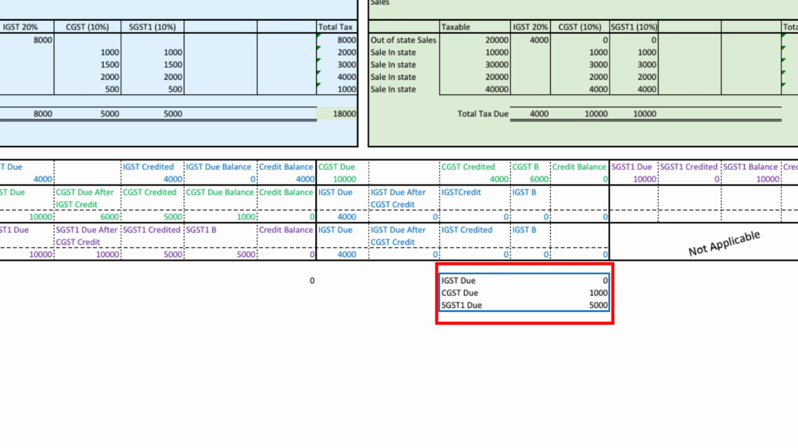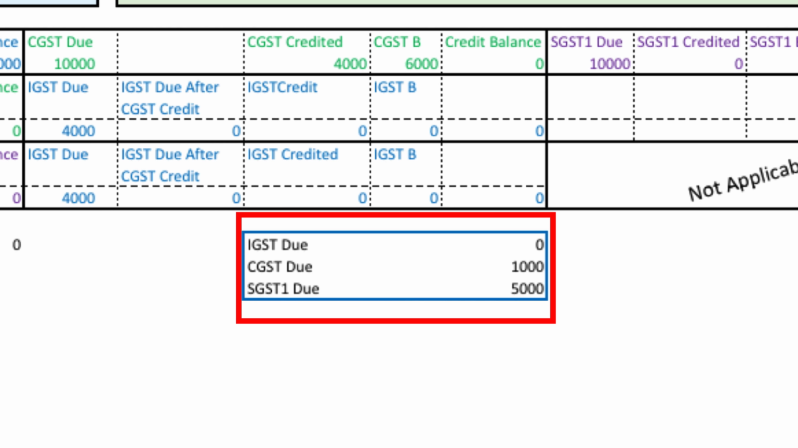So if we look down here at the actual tax that is due, you can see there's no IGST due. We've been able to credit all of that off. But there is SGST due, and there is an SGST and a CGST. So those are the amounts of tax that we would have to pay, i.e. 6,000, which is, if you look at the total tax sales and the total tax purchases, a difference of 6,000. And this is how it's split up.